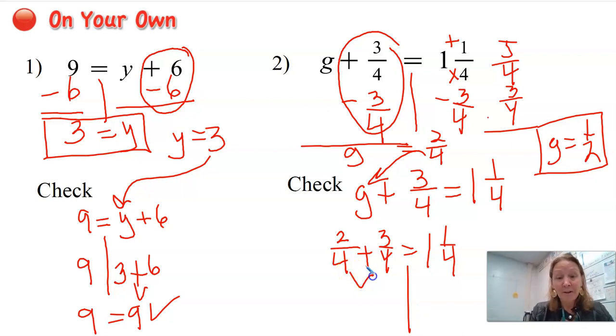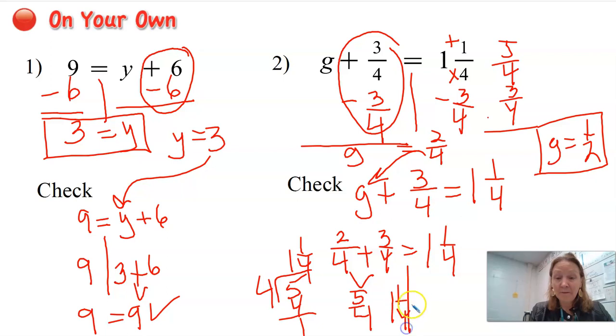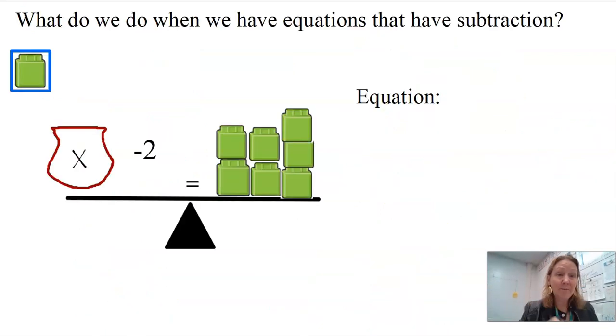I want you to do the combining and say that 2/4 plus 3/4 equals 5/4. And then I know that 4 goes into 5 one time, and I have 1 left over, so it's 1 1/4. So that's how I get 1 1/4 is equal to 1 1/4. You have to do all the math to prove that the left side and the right side are equal. Okay, so here we go.